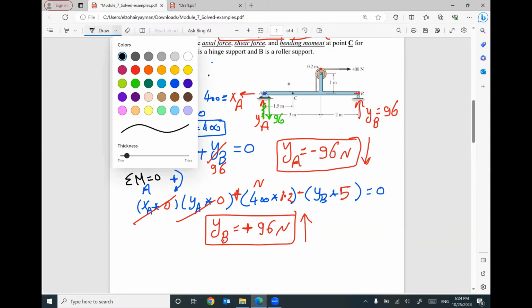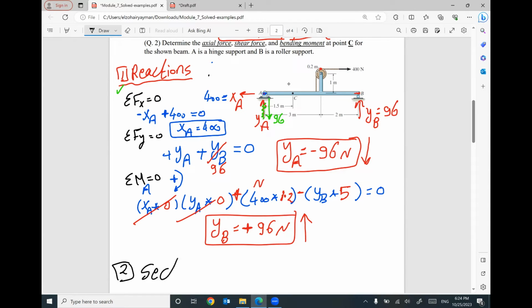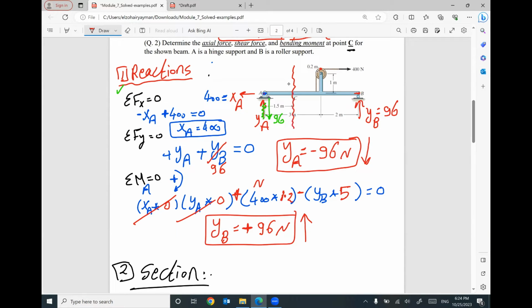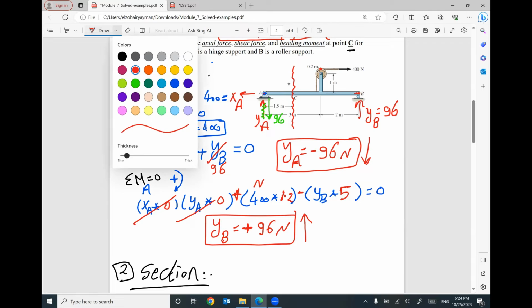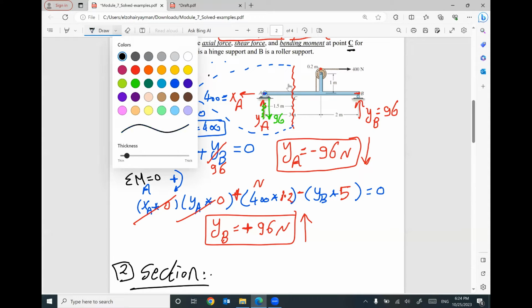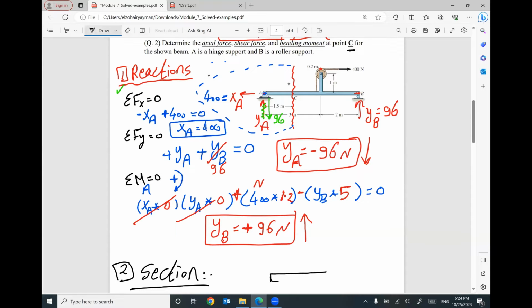Second step, I will do a section at point C. So here is your section at point C. This section will divide your beam into two parts. I will select the smallest one, so I'm going to use the left part. The right part is okay, it's correct, but we have many things there, a big part. So I'm going to use the left part. What do you have in your left? Here is the left part. I cut here at point C.